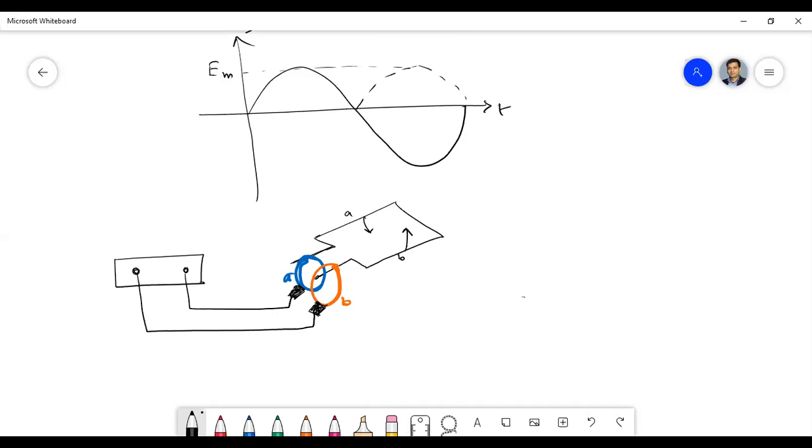There is no connection. And I am fixing some contact like this, black. I am fixing some contact which will always be in touch with the small a ring, and another contact, capital B, which will always be in contact with the small b ring. Do you understand? That means this capital A and capital B are fixed in space, but the A and B rings are rotating. Is that clear?